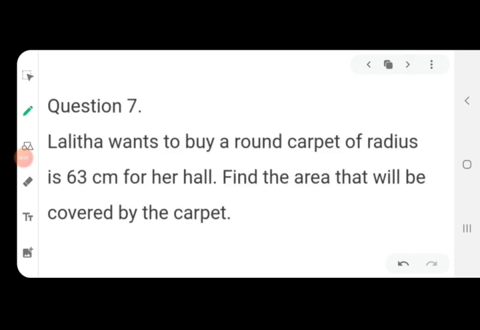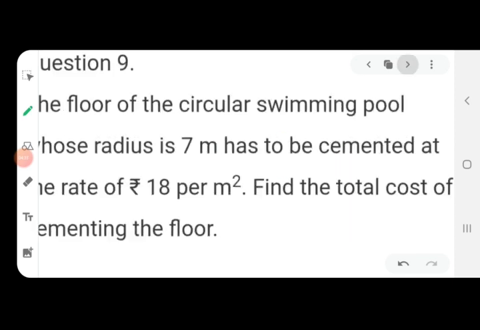Okay, next question number 7. Lalita wants to buy a round carpet of radius 63 centimeter for her hall. Find the area that will be covered by the carpet. Very simple, we have to find the area of the circle because it is a round carpet, so it will be a circle. They have given the radius, you have to find the area. So do this question as your homework.